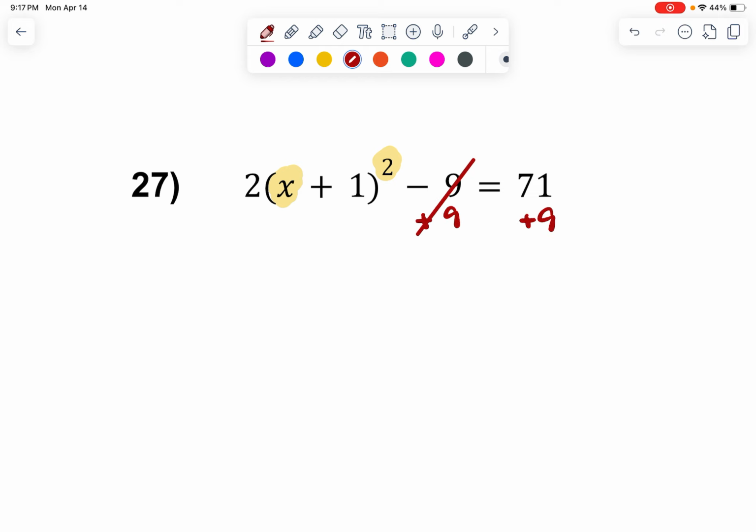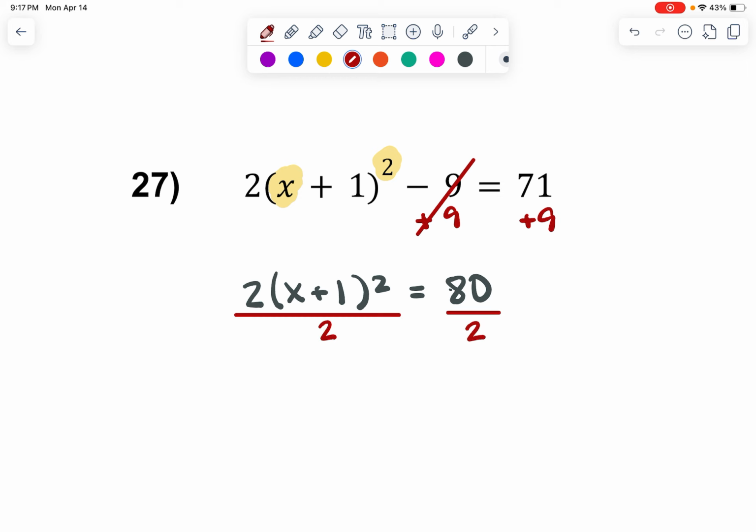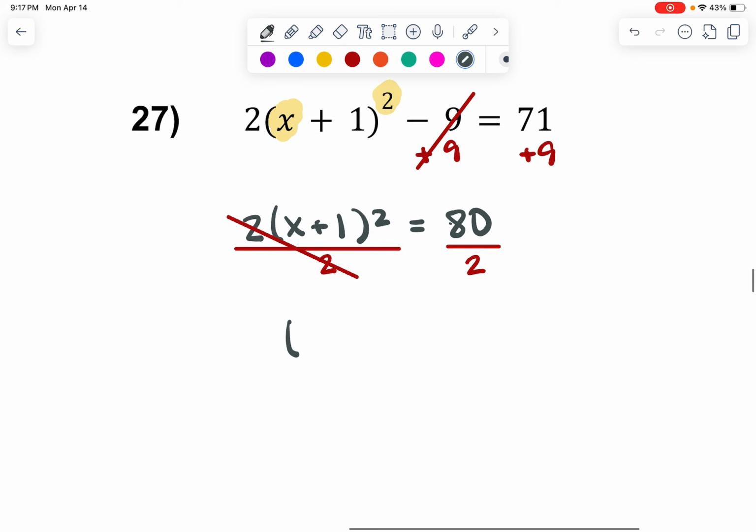Always work from the outside in. The furthest away from the x to the closest away to the x. That didn't make much sense. x plus 1 squared equals 80. Right? Then we want to get rid of that 2 multiplier in the front. So those cancel. So that leaves us with x plus 1 squared equals 40.